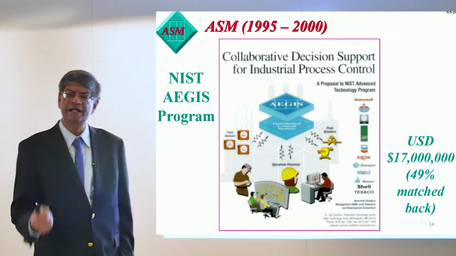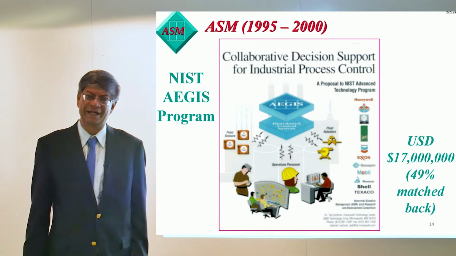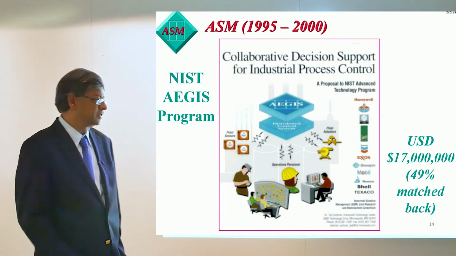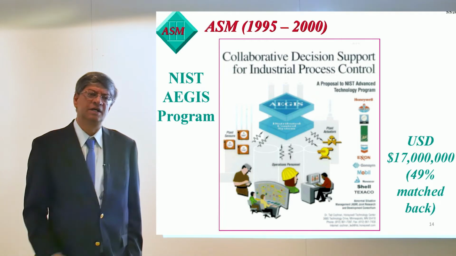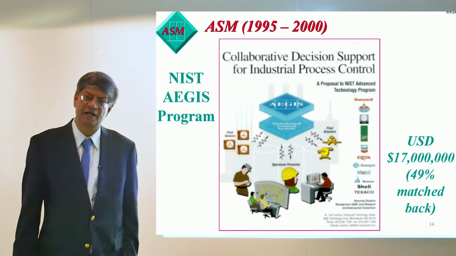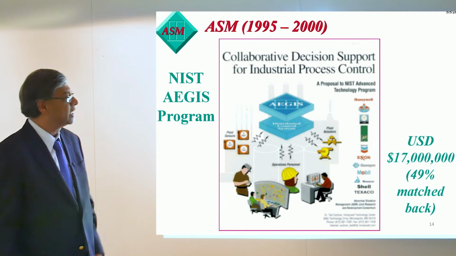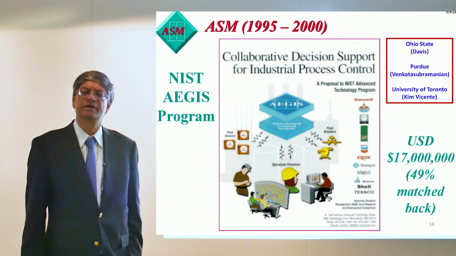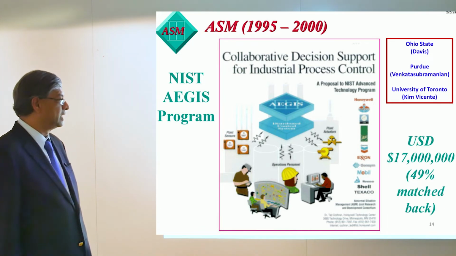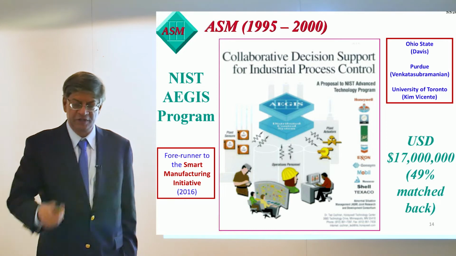And such ideas were used in this consortium called ASM, Abnormal Situation Management Consortium, that Honeywell led between 1995 and 2000, with participation from a number of oil companies. This was funded at the level of $17 million at the time, half of which came from the NIST program of the US government, and the other half came from contributions from the oil companies. And there were 3 universities involved. And it was Ohio State, Jim Davis's group from Ohio State, my group from Purdue, and Kim Vincente's group from Toronto. This program is the forerunner to the Smart Manufacturing Initiative, which got funded a few years ago.